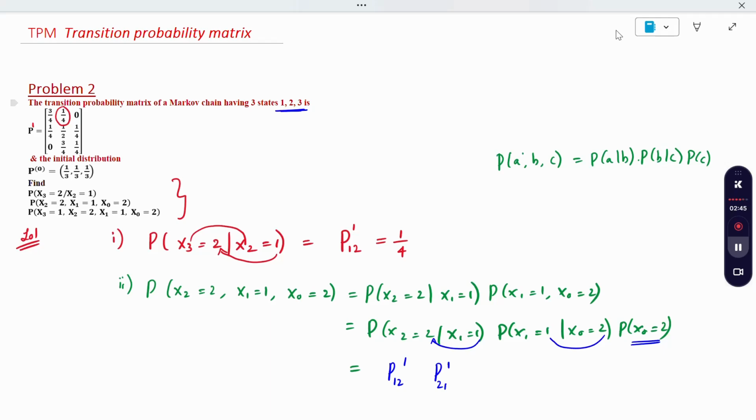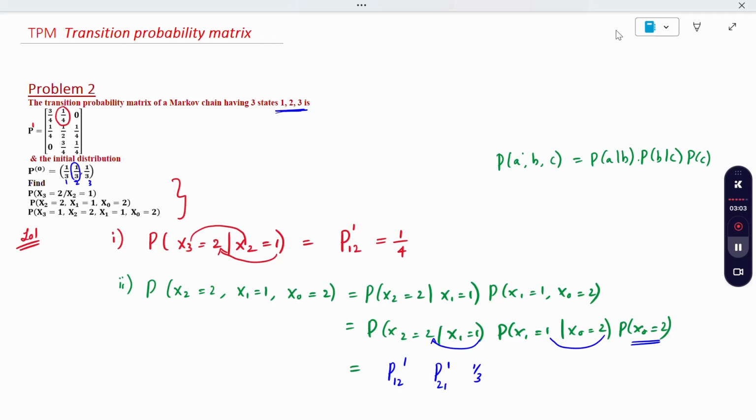They may give the states as 0, 1, 2. In that case, this is 0, this is 1, this is 2, and that case will change. Now these are state 1, state 2, state 3. Here only state 1 is given, it is the same, no problem at all, 1 by 3.